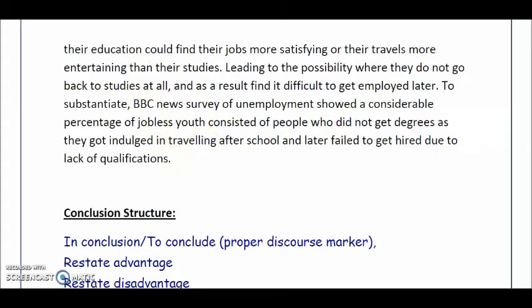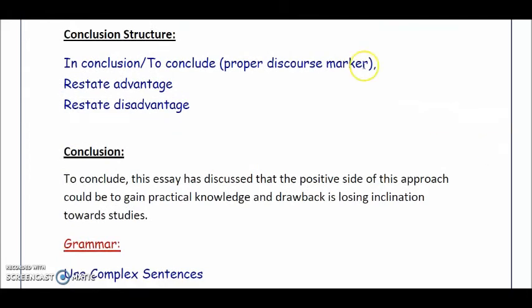Now we are going to look at the conclusion. The conclusion also has a proper structure to it, and it should start with a proper discourse marker so that the examiner knows we are going to end our essay now, and we are not allowed to write anything new in our conclusion. So the two proper discourse markers are in conclusion or to conclude.